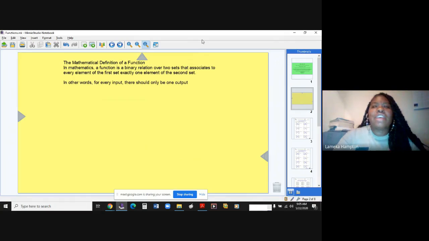The mathematical definition of a function. In mathematics, a function is a binary relation over two sets that associates to every element of the first set exactly one element of the second set. In other words, for every input, there should be an output.